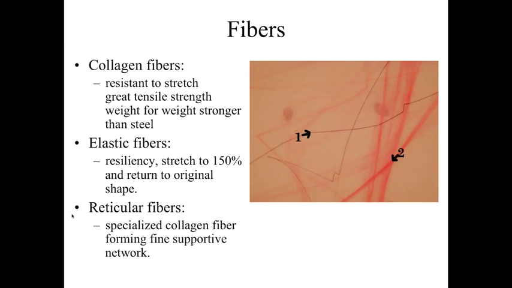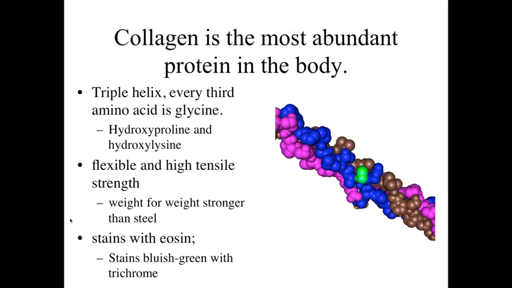And then the final type of fiber we're going to look at within this series of lectures is the reticular fibers. The reticular fibers are a specialized collagen fiber involved with forming a very fine supporting network. It almost forms a jungle gym-like, three-dimensional structure for cells to migrate through. And we'll talk about some specific examples of that as we go through this course. Now, the first one we're going to look at is collagen.